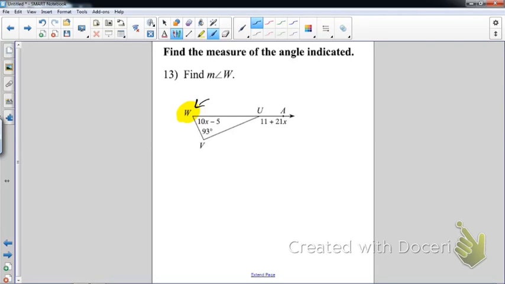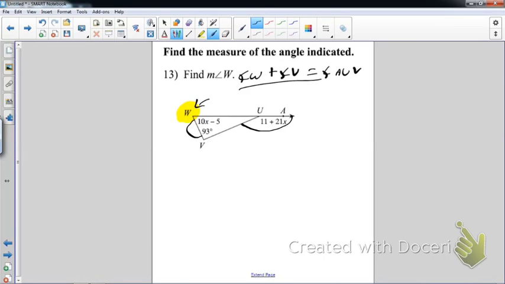If you know the exterior angle, and you know that you have two opposite interior angles, you're basically going to add the two interior angles, these two right here, and set it equal to the exterior. So what does that mean for us? Well, we're going to have angle W. Okay, let me erase that really quick. We have angle W plus angle V that is equal to angle AUV.